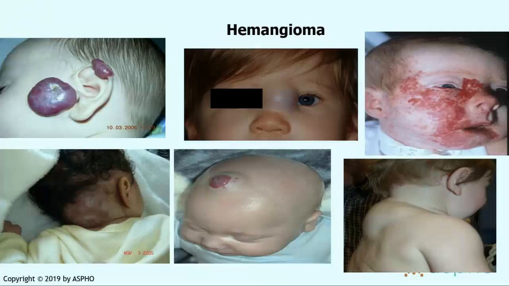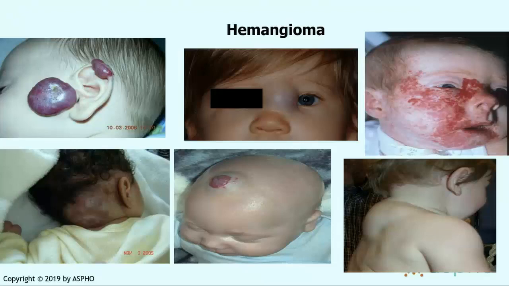The most common kind of tumor, and it's a benign tumor, is a hemangioma. And when we say hemangioma, we truly mean infantile hemangiomas. So these are pictures of infantile hemangiomas, and you see that they're all different. This is a pedunculated hemangioma. This is a deep hemangioma. This is a segmental hemangioma. This is actually not an infantile hemangioma, but a congenital hemangioma.